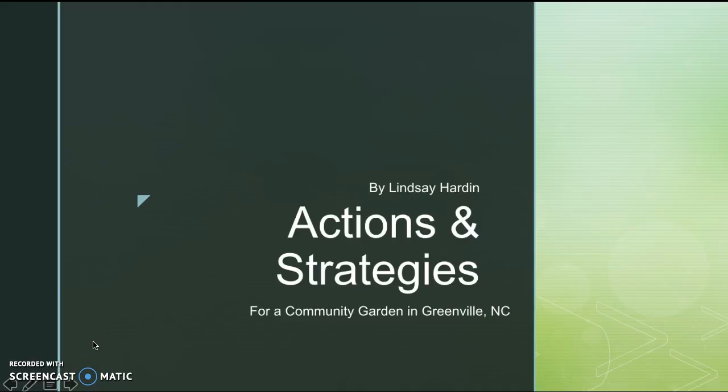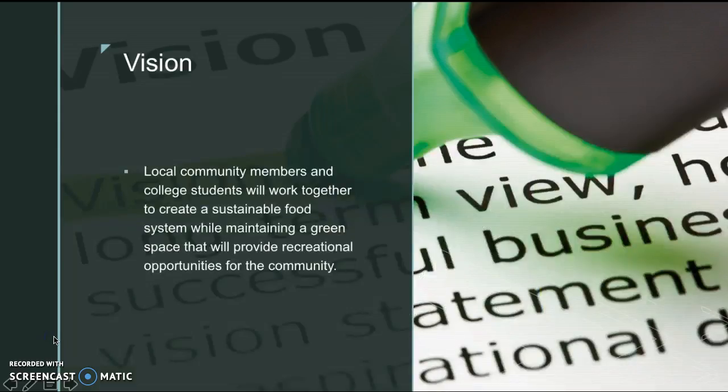The topic of this presentation is based on the proposal of a community garden in North Carolina. The vision statement is as follows. Local community members and college students will work together to create a sustainable food system while maintaining a green space that will provide recreational opportunities for the community.